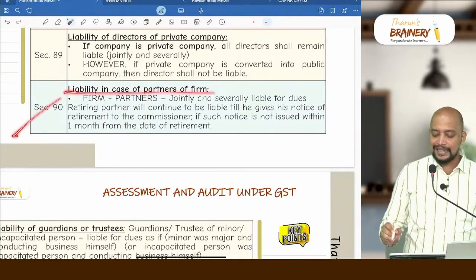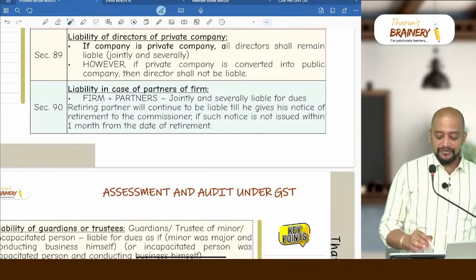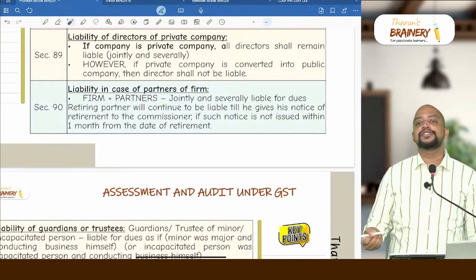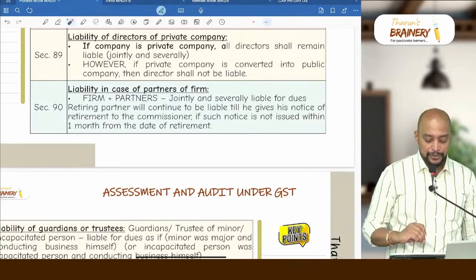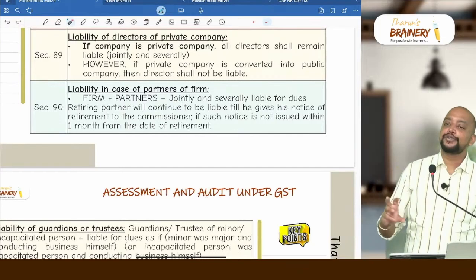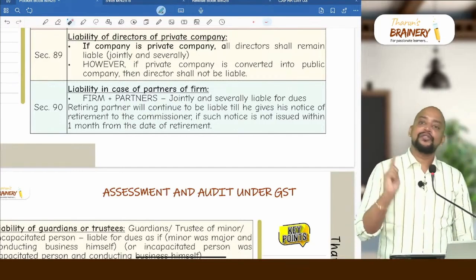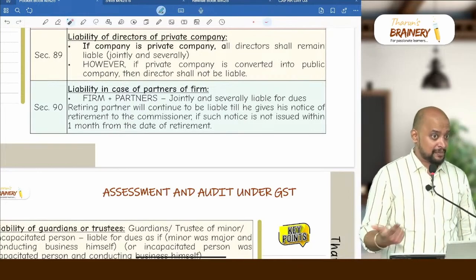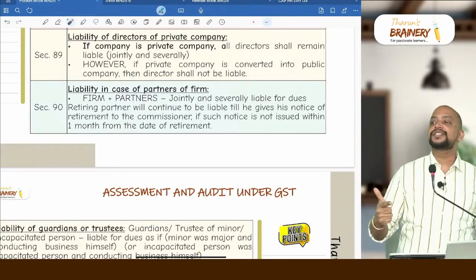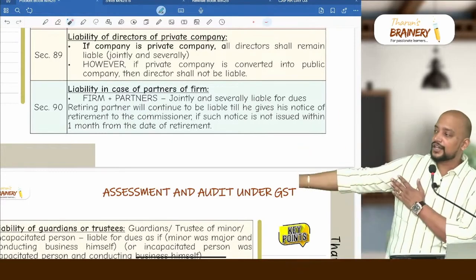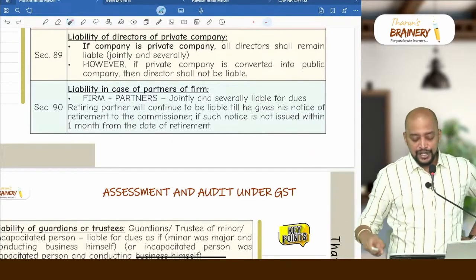Then what is the liability in case of partners of a firm? So the firm and partners are jointly and severally liable. If a firm has not paid the GST dues, the partners have to pay the dues. And what about a retiring partner? A retiring partner is liable to pay dues till the date of his retirement, provided he gives a notice of his retirement within 1 month from the date of his retirement. If he is not giving the notice of his retirement within 1 month from the date of his retirement, then till the date he gives the notice of his retirement, he needs to pay the dues.